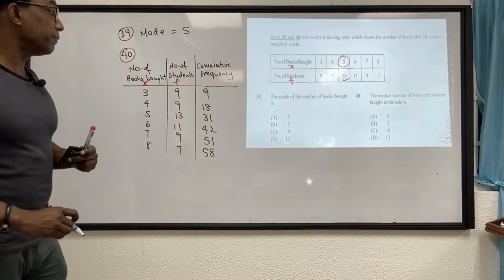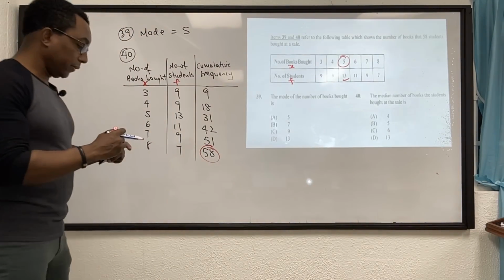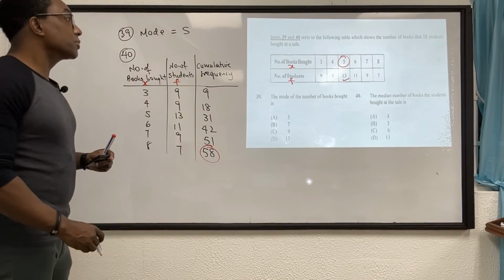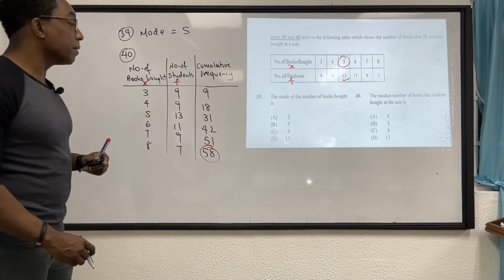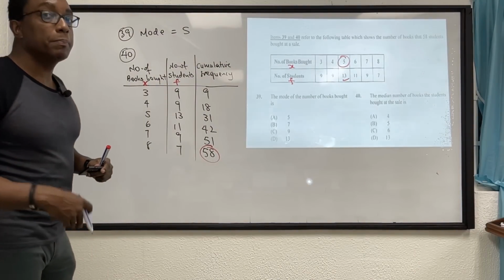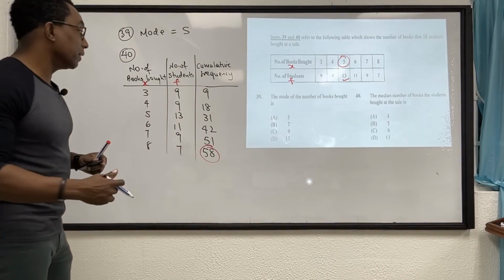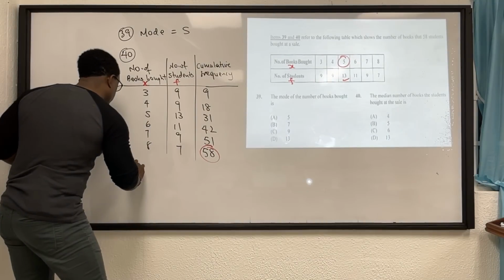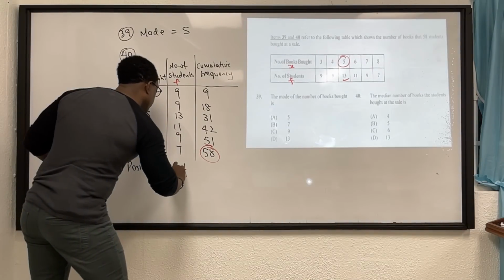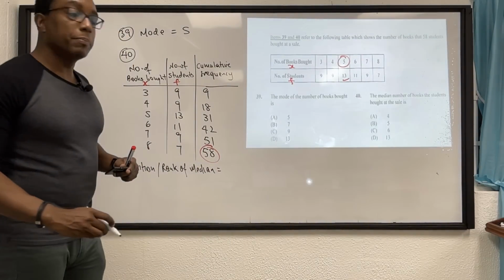So our total frequency is 58. That's our total frequency. If you add up all these numbers in the frequency column, you're also going to get 58. So for us to determine the median number of students, we're going to use an important formula to help us locate the position of the median, the rank of the median. So the position or rank of the median will be found by using this important formula.